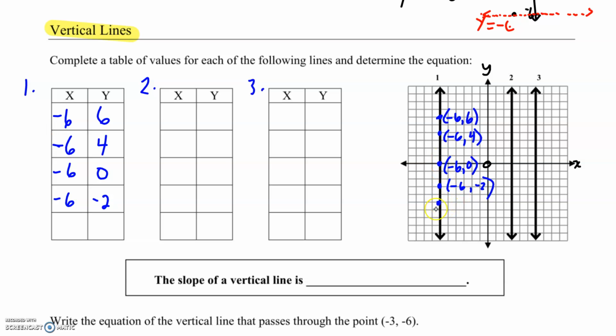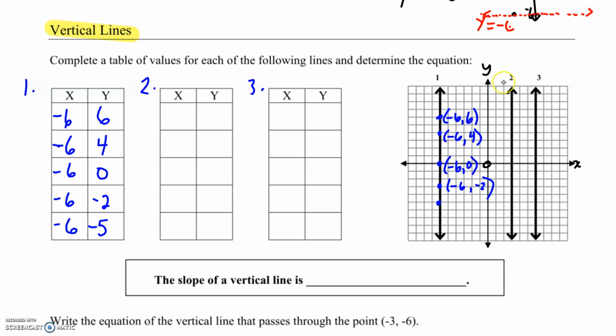After that, I have an x value of -6 and a y value of -2. And my last point has an x value of -6 and a y value of -5. Okay, so it's interesting, this time they share all the same x values. So I want you to do the same thing. Pause the video, fill in the points for line 2 and line 3.